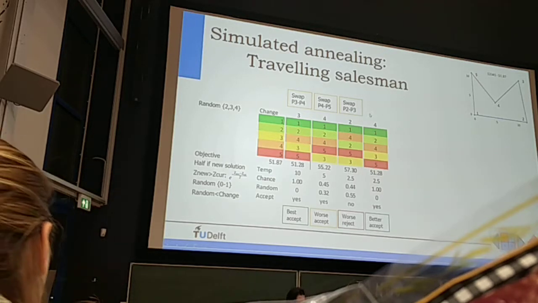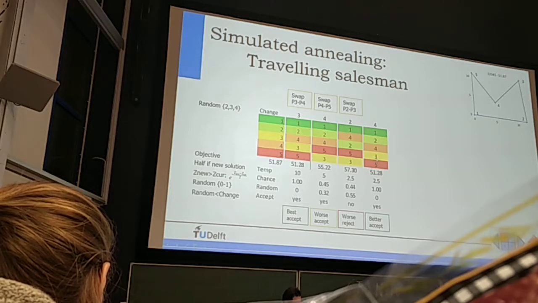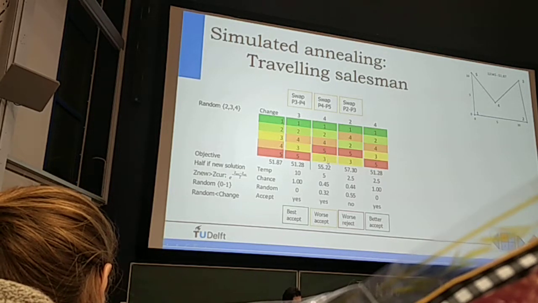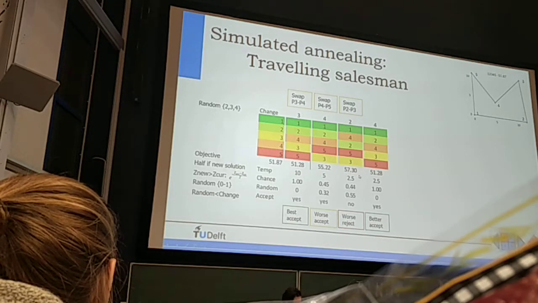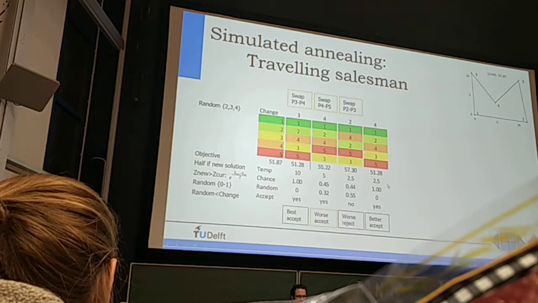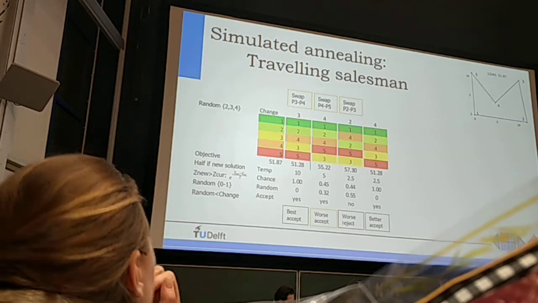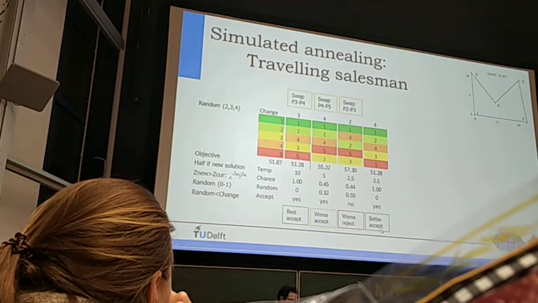So now we're taking this solution, but now we're switching around the 4th position, which is 3. So we're switching around 5 and 3. So now we get a new solution, which is 51.28. The temperature is still 2.5, so we're still in the same iteration. Now it's a better solution, so we'll always accept it.